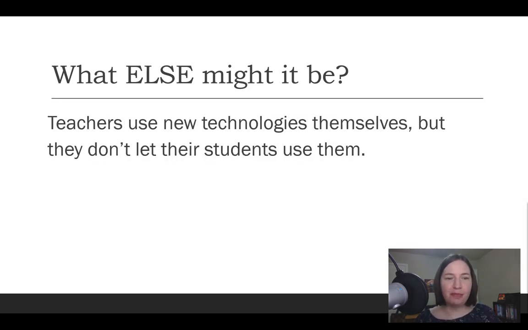Okay, here's another one. This is based off our problem. Teachers use new technologies themselves, so they have cell phones, they use PowerPoint, but they don't let their students use them. Their students don't use any digital technologies in the classroom, even though the teachers already know how. What might be some reasons for that? And what might be some different solutions that could go with those reasons?